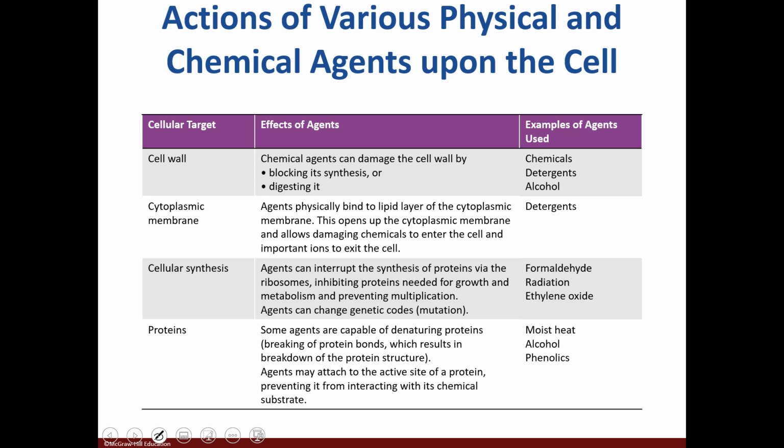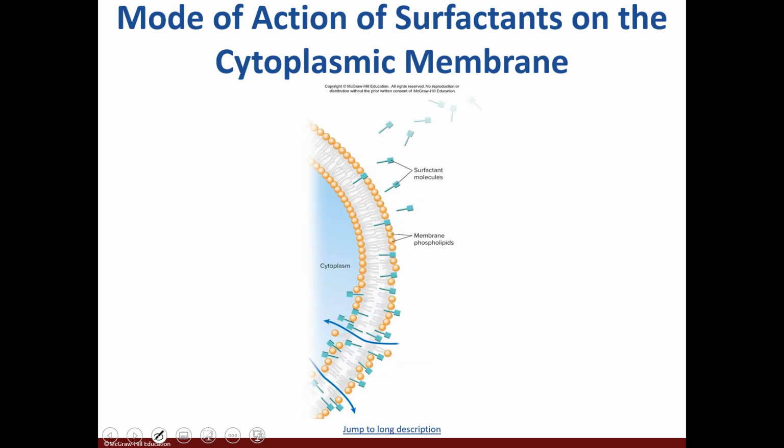Alcohol and chemicals target the cell wall by preventing it from being made or by breaking it down. Detergents bind to the cell membrane, which allows chemicals to enter and ions to exit. Radiation and formaldehyde can target ribosomes and affect protein synthesis and can cause mutations. Moist heat and alcohol can denature proteins or prevent enzymes from binding to their substrates. Here we can see the surfactant, or detergent, inserting into the plasma membrane, which causes chemicals to enter.